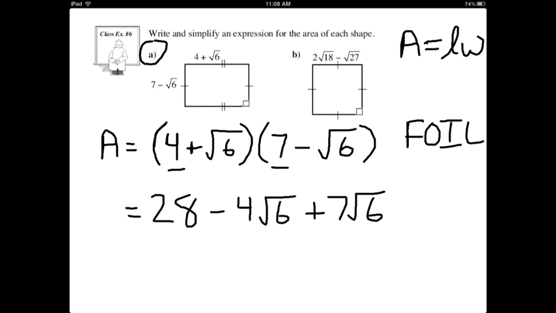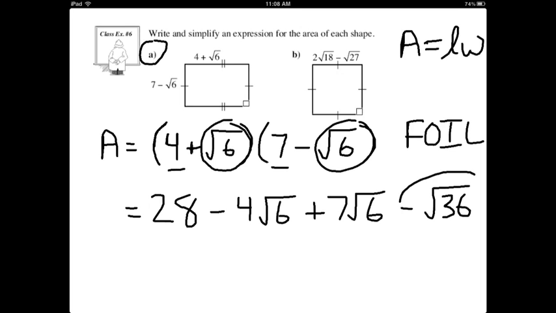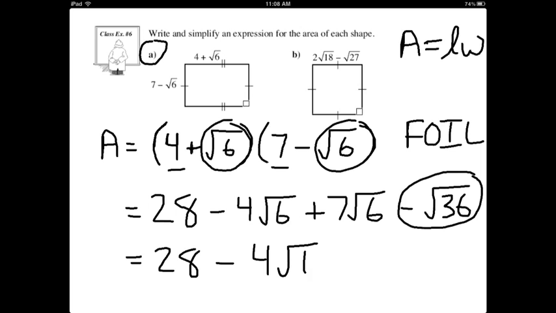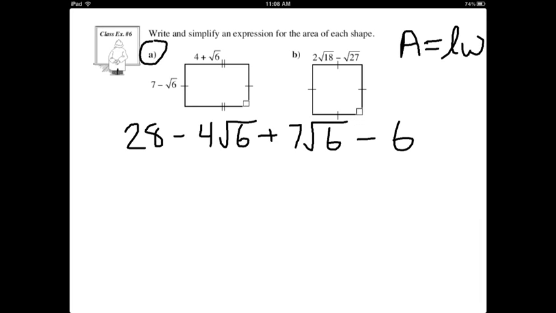And last but not least, you're going to multiply these last terms together. So you've got a positive root 6 times by a negative root 6. That's going to be negative root 36. This, of course, is going to turn into a regular number because 36 is a perfect square. So that's going to be 28 minus 4 root 6 plus 7 root 6 minus 6.